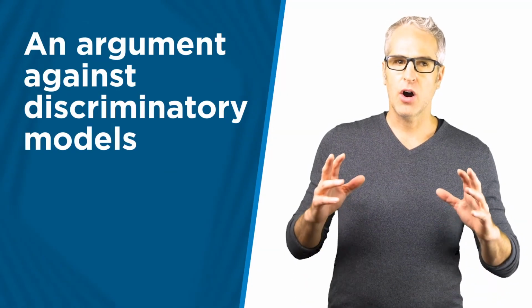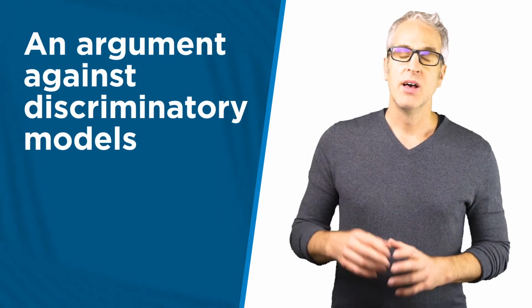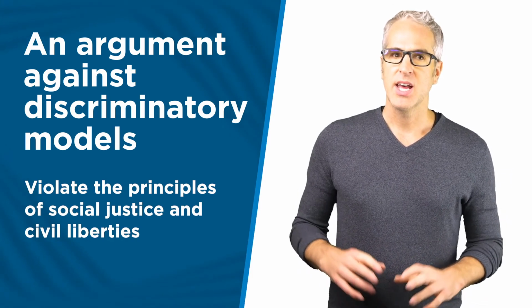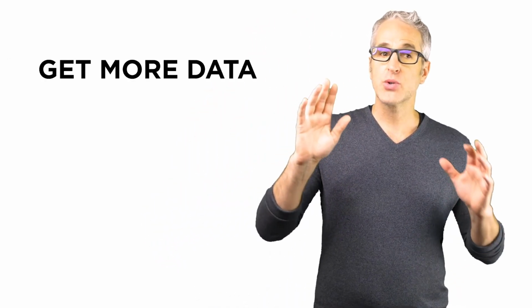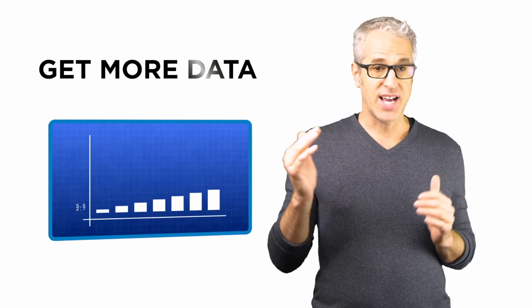In this video, I'll argue that discriminatory models, and discriminatory policies as well, violate the principles of social justice and civil liberties. An argument rarely spelled out explicitly. Now, I'm not saying we should compromise the performance of important models by suppressing protected variables in order to be politically correct. Instead, the only viable remedy is to get more data, specifically more independent variables to serve as inputs.